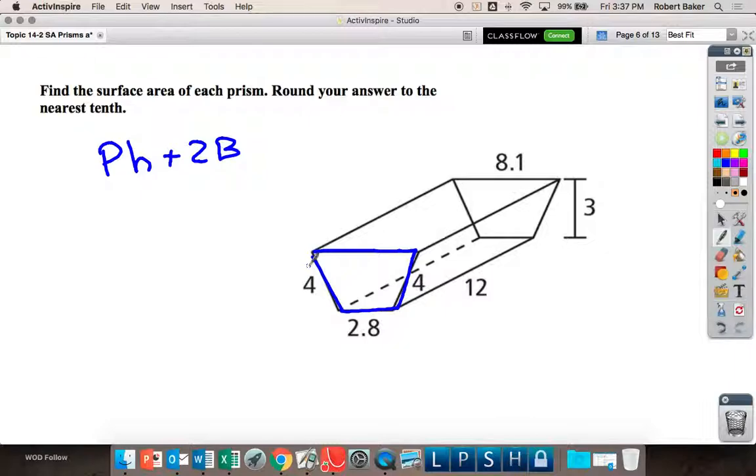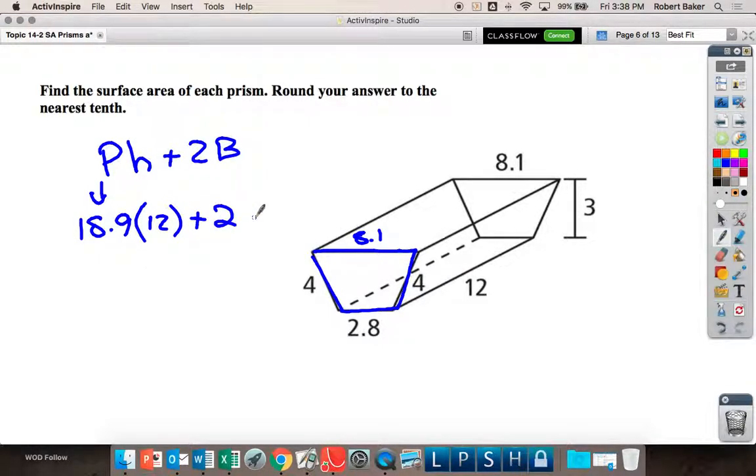A whole bunch of different numbers, like 2.8. 4 plus 2.8 plus 4 plus 8.1. You can see it over there, 8.1. So if you add all those numbers together, 4 plus 4 plus 2.8 is 10.8. And 10.8 plus 8.1 is 18.9. Glad you're paying attention. Now, the height of the solid is 12.